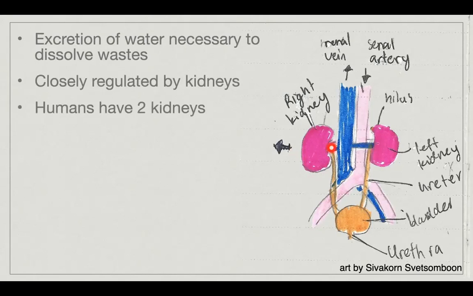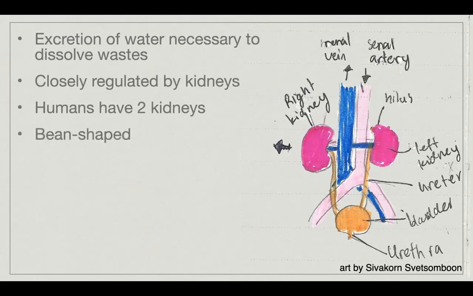Humans have two kidneys. You can see them here and here. Again, on the left side of the drawing will be the right kidney, the same as in all the other human anatomy that we've studied. When you're looking at a drawing, when you say right kidney, that's going to be on the left-hand side of the drawing, and the left kidney is on the right-hand side.